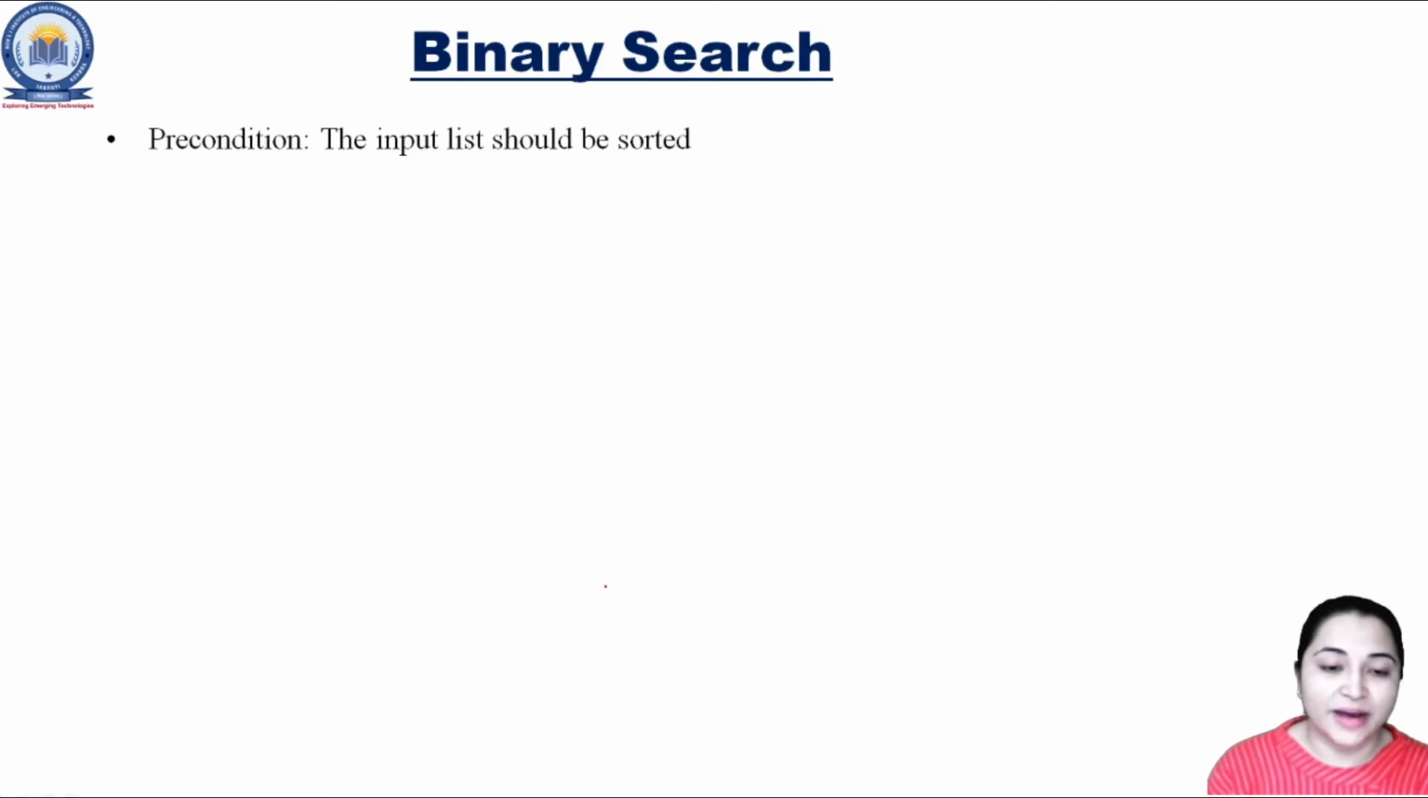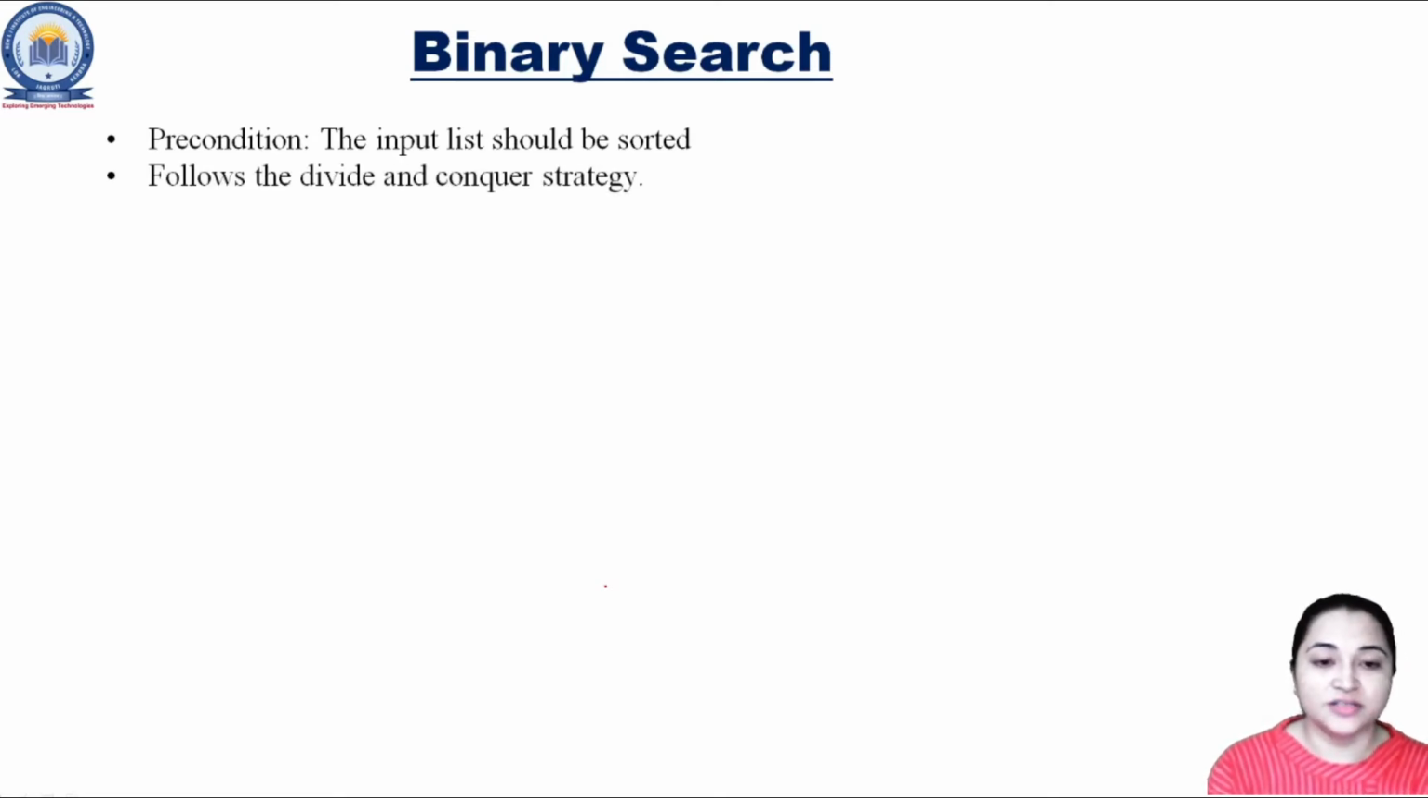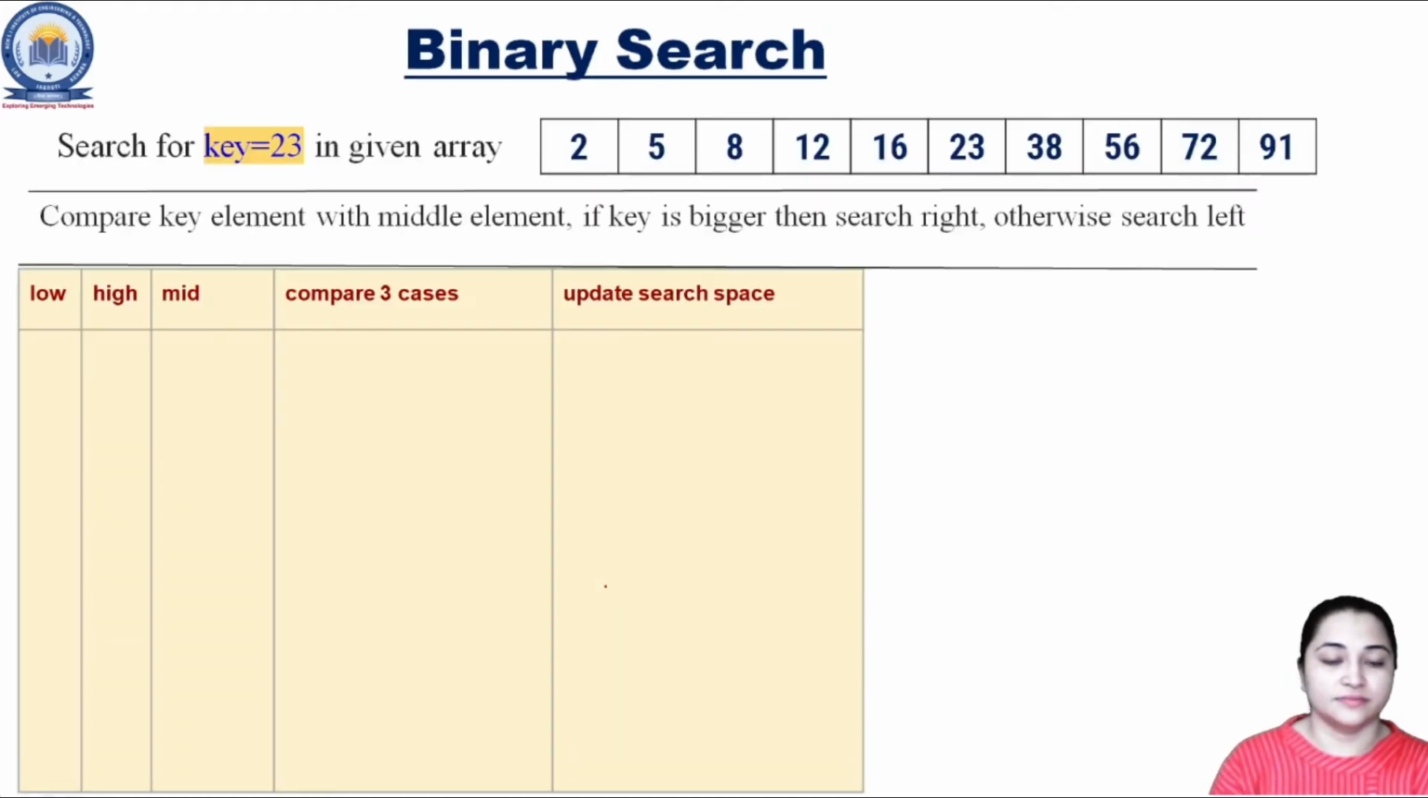The precondition of the binary search algorithm is that the input list should be sorted. So before searching using the binary search algorithm, the input array must be sorted. Then and only then can binary search work, right? It follows the divide and conquer strategy, meaning we will reduce the search space to half in every iteration. So the search space always reduces to half in each and every iteration.